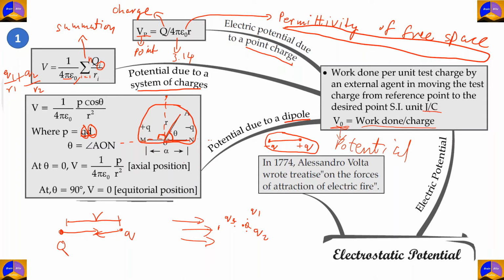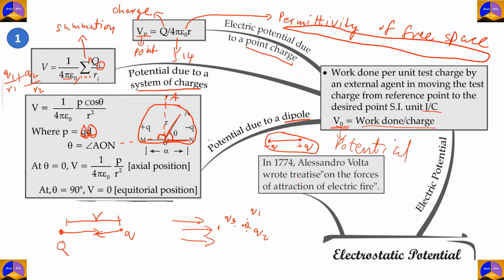When theta is equal to 90 degrees, cos 90 becomes 0. So the whole value of the electric potential due to a dipole becomes 0. And this scenario is known as the equatorial position of potential due to a dipole.